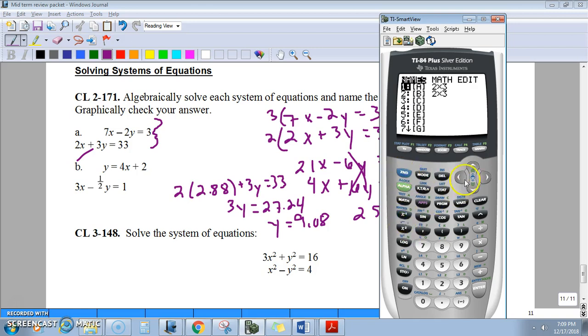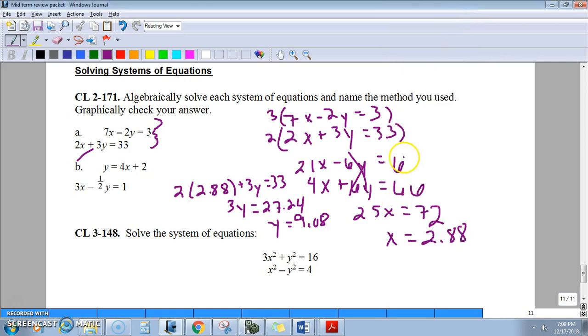And then I go back into the matrix. Then I go to math. And then I'm going to go down to RREF, which is B. And then one more time into the matrix, and I'm just going to choose A, is the one I think I used. And I get 3 and 9.